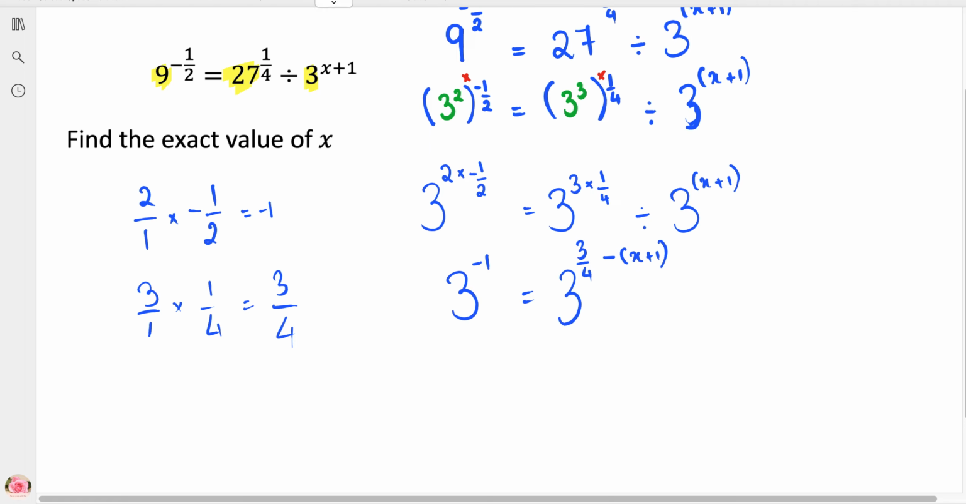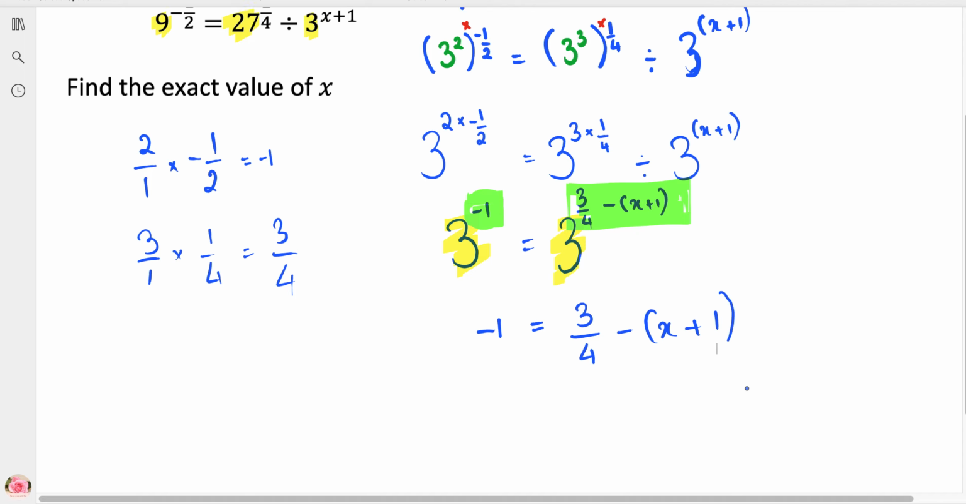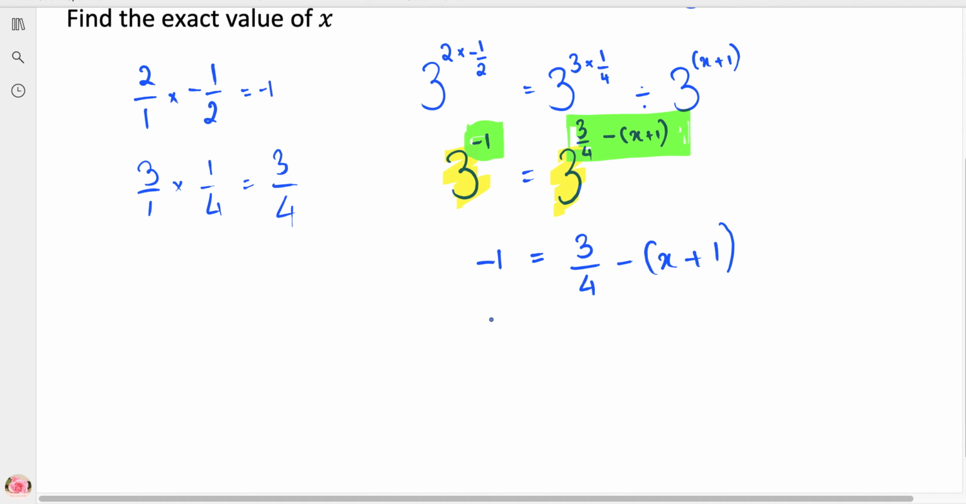So now what we can see from here is the bases are the same and they're equal to each other. This is equal to this, which means the powers must match. The power here is the same as that power. So we're going to make them equal to each other. So minus 1 must therefore equal 3/4 bracket x plus 1. Expand the bracket and solve for x. So we're going to have minus 1 is equal to 3/4 minus x minus 1.